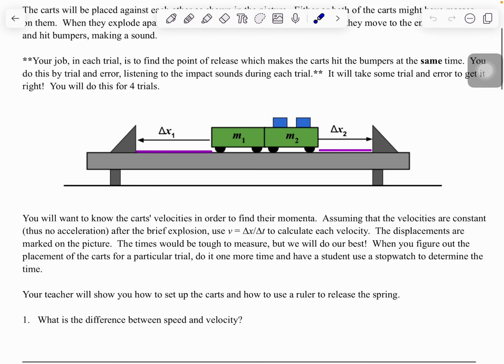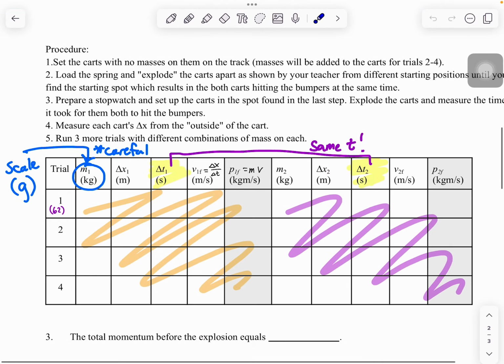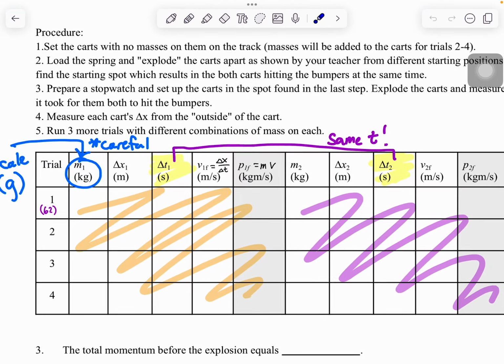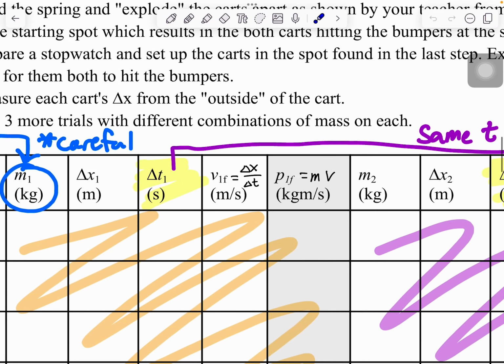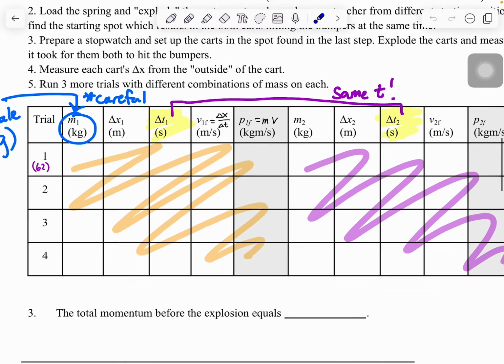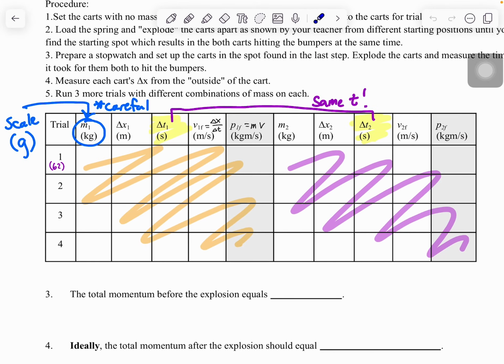Okay, once you have those pieces of information, you're going to come on down here. And so you'll have your x's and your t's. You can go ahead and calculate velocity, delta x over t. You can calculate momentum, mass times velocity. And you're going to do that for both cars, right? You're going to have your car that's going to the left and your car that's going to the right.